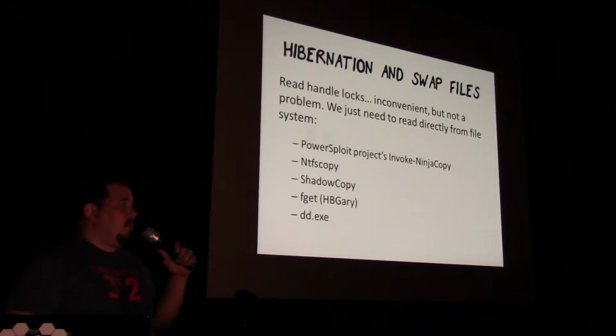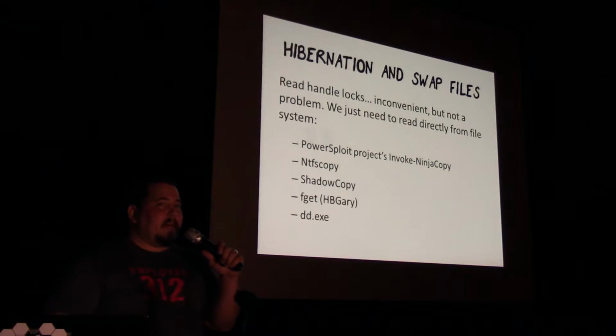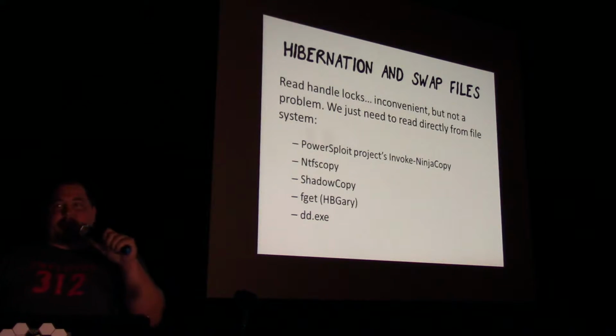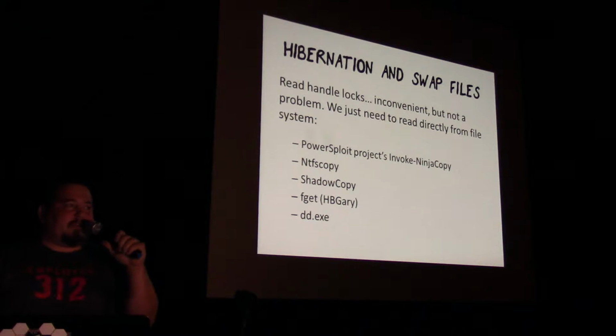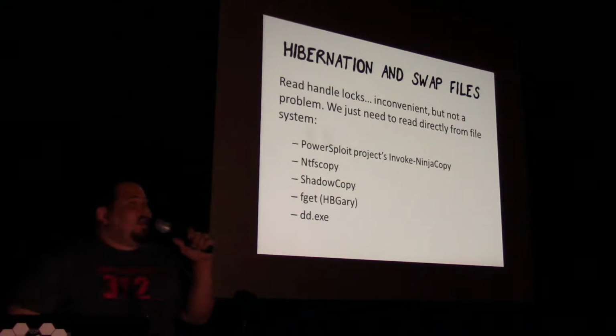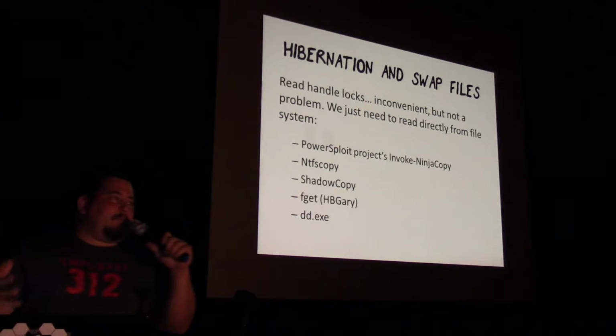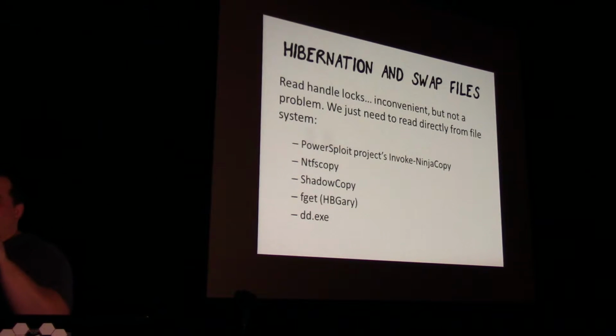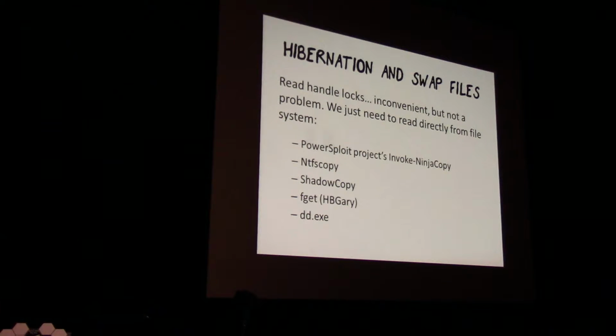The PowerSploit project, which you can find on GitHub, has a tool called Ninja Copy that uses a C++ library that reads directly from an NTFS file system. And I'll show you later in a slide, you can actually read that PowerShell script directly into memory and execute it, so you don't even have to write a file to disk outside of the Hibernation file you copy off somewhere. There are other tools like NTFS Copy, Shadow Copy, and HB Gary has a tool called fgit.